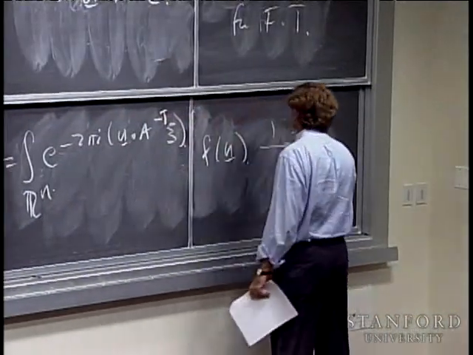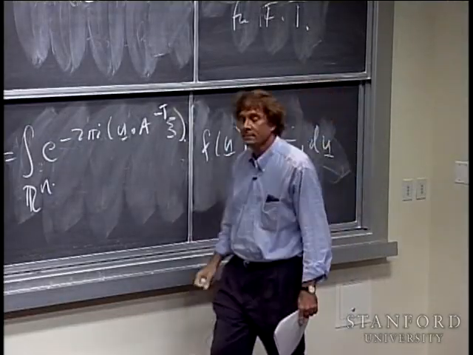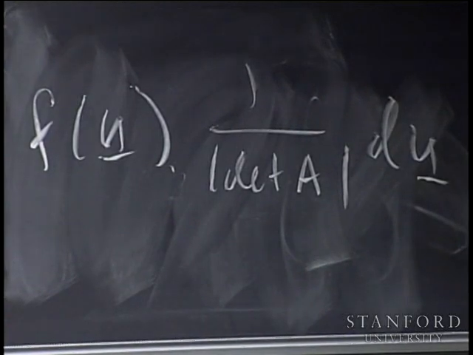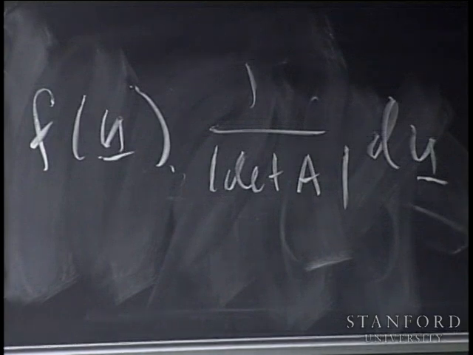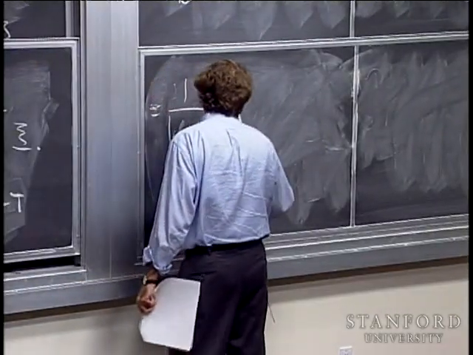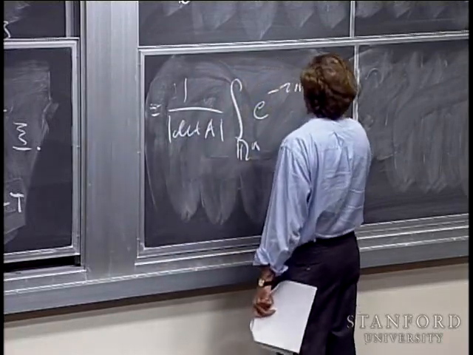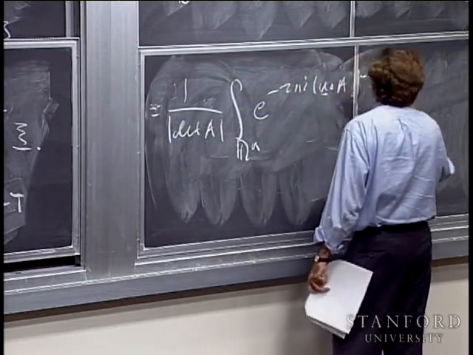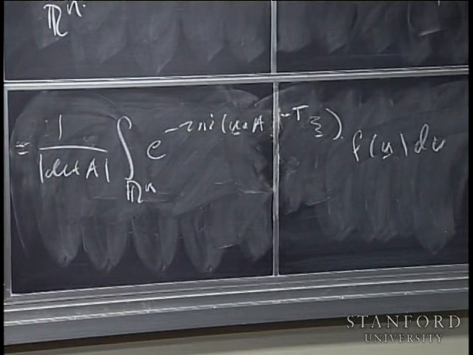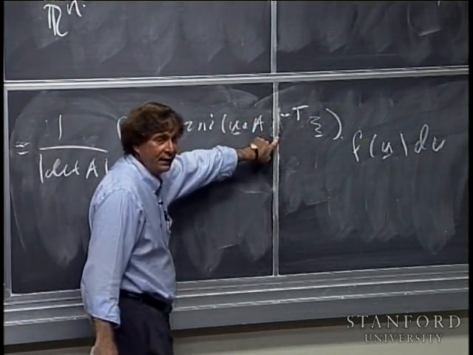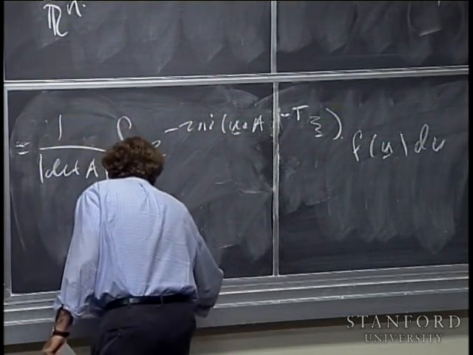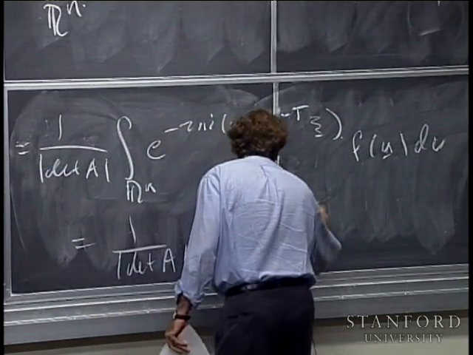Now, the determinant of A is just a constant. That comes out of the integral. This is 1 over the determinant of A times the integral over Rn, e to the minus 2 pi i u dot A inverse transpose of c, times f of u du. And now you see that integral is nothing but the Fourier transform of f evaluated not at c, but evaluated at A inverse transpose of c. So this is 1 over the determinant of A times the Fourier transform of f evaluated at A inverse transpose of c.